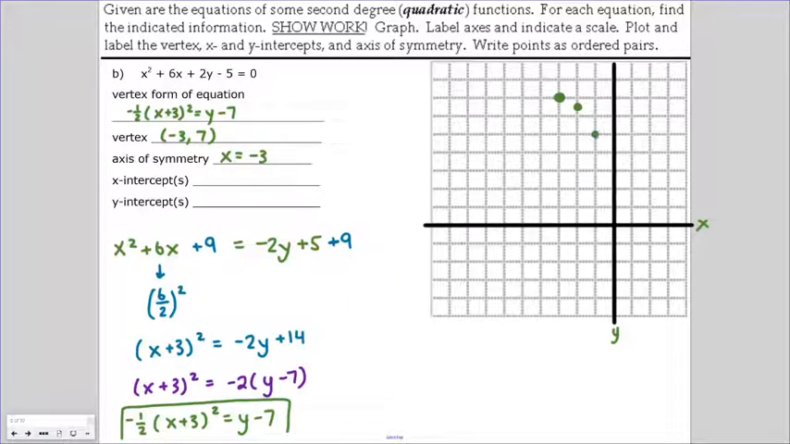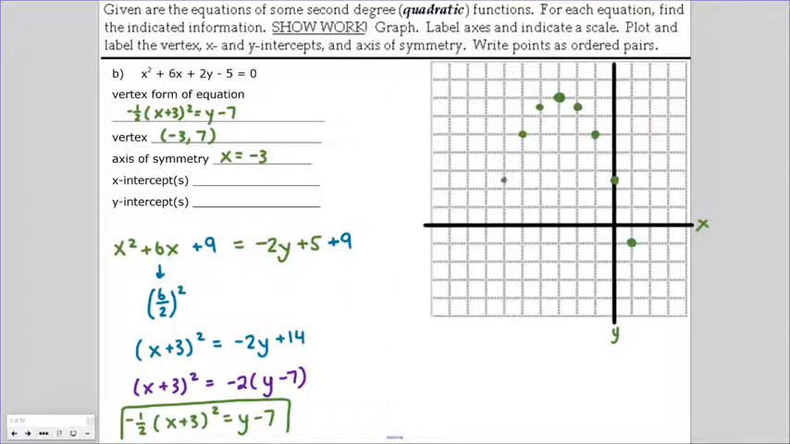We are going to go right 3, down 9 divided by 2, which is 4.5. And then let's see if I can fit another one. If we move right 4, we're going to go down 8, because 1/2 of 16 is 8. Okay, I think that's all I'm going to be able to fit. I'm going to reflect these points over the axis of symmetry.